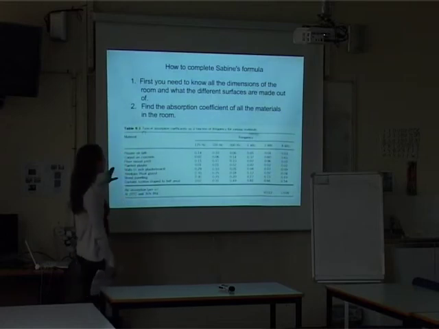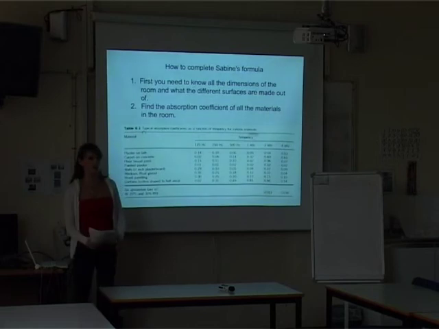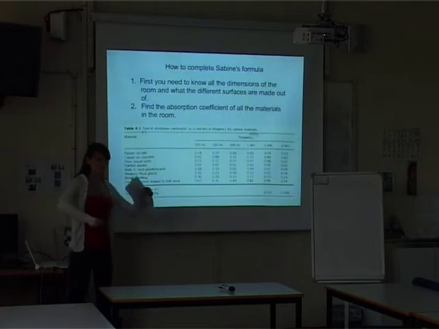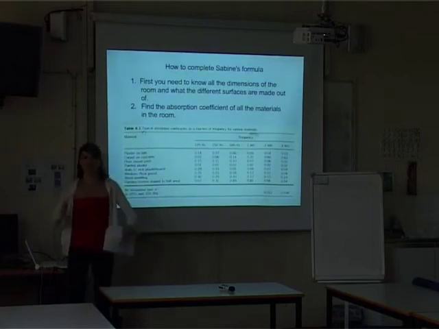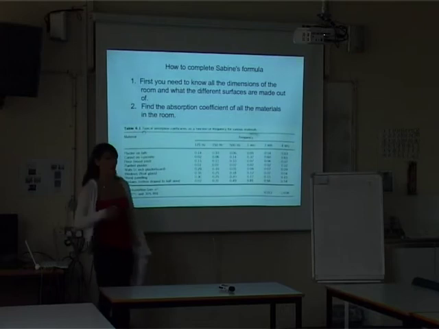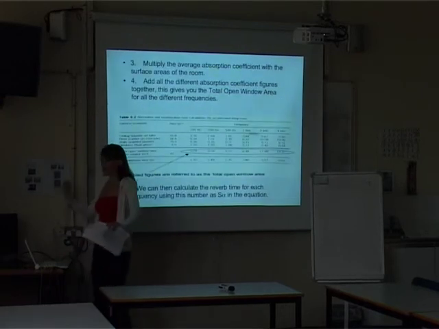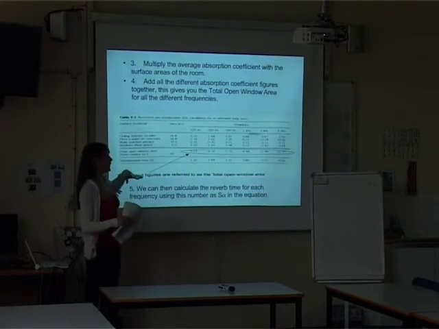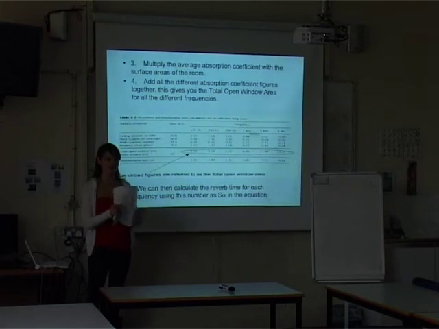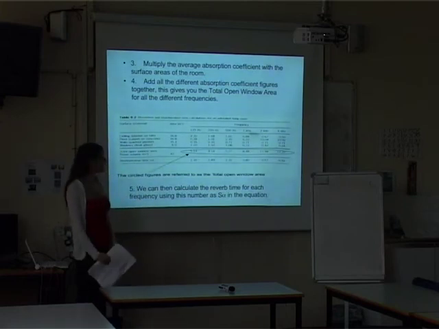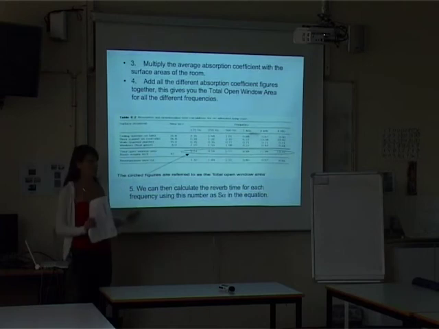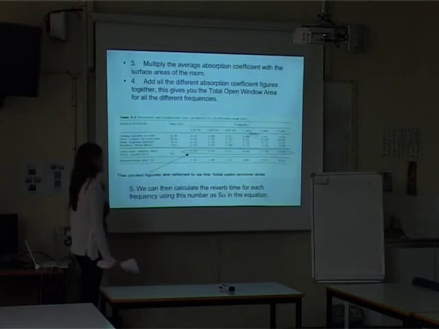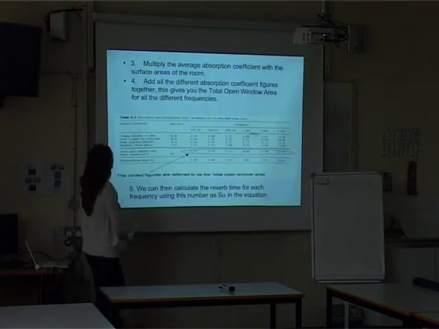And the reason we do it for each different frequency is that, as we probably know, different materials have different absorption characteristics at different frequencies, so they react differently. So it's important that we do this to be more accurate. Once you've got all of that, you multiply the area of each different material by the Sabine for each different frequency, and you should get something which looks a little bit like this. Then you add them all together, and this will give you a figure called the total open window area.